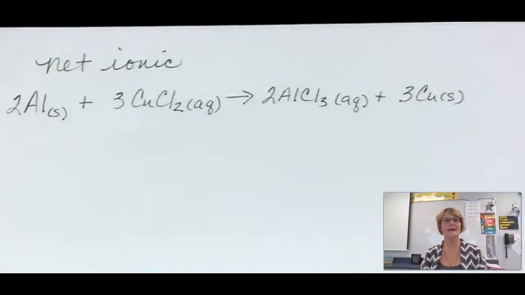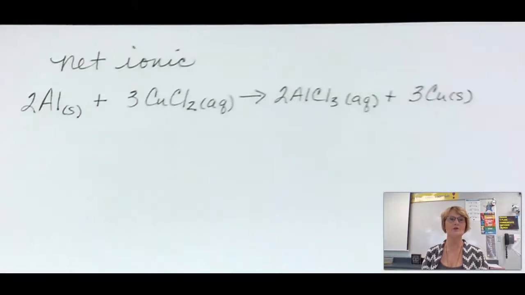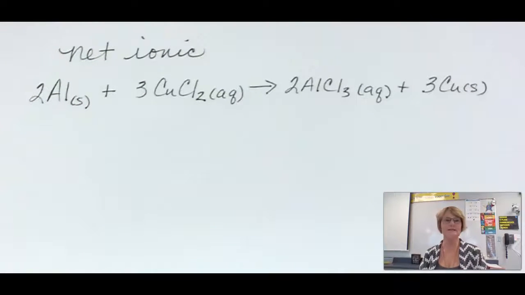We're going to be talking about how to write a net ionic equation, how to determine which are the spectator ions, and what is the reducing and the oxidizing agent. So those are the things that we're going to be looking at.